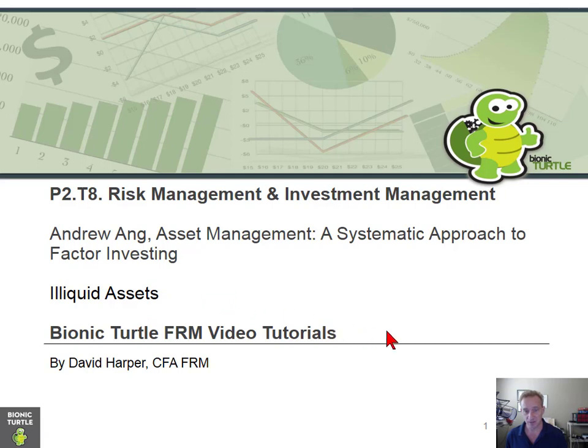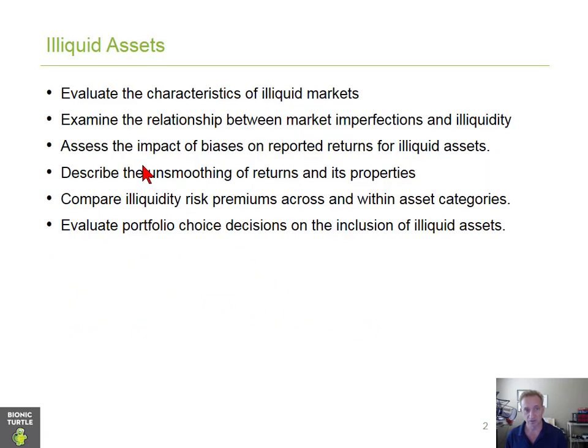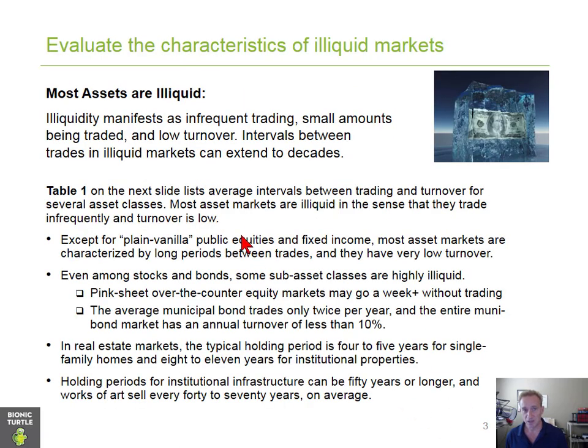It's on illiquid assets. You can see we only have 6 learning objectives here, and we have no calculations actually. We look at some numbers, some research that Ng has done, but it's all qualitative, although there's quite a few concepts here. Evaluate the characteristics of illiquid markets.